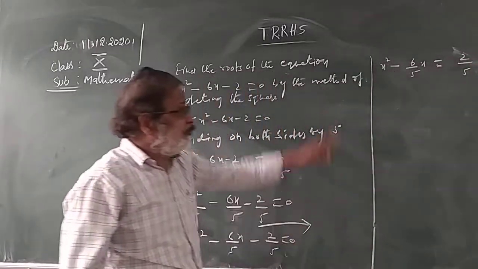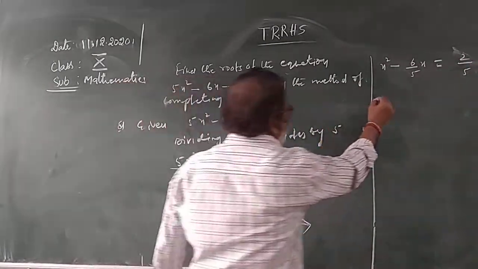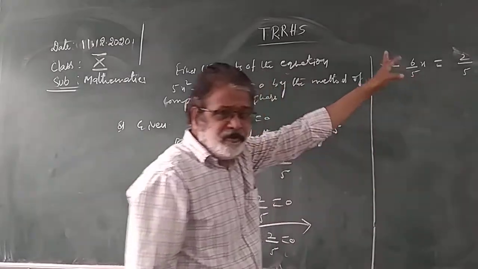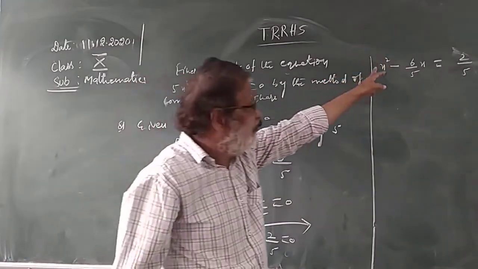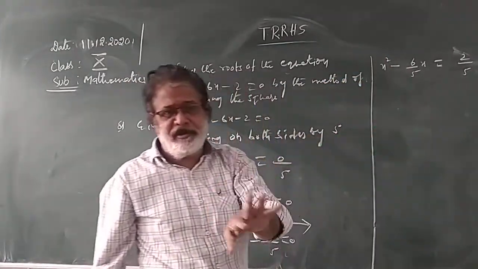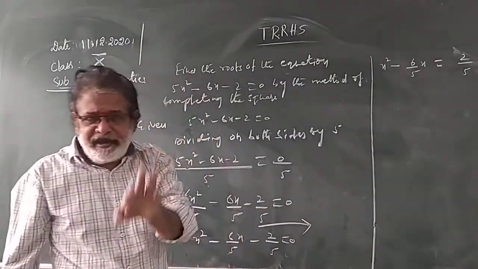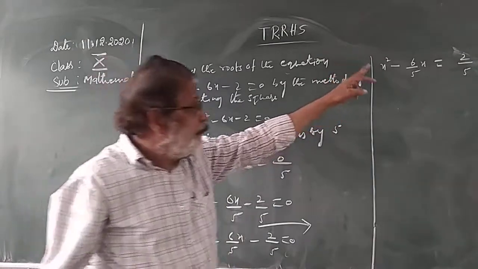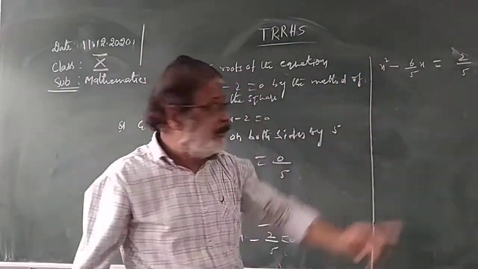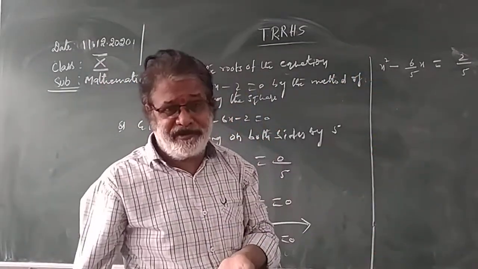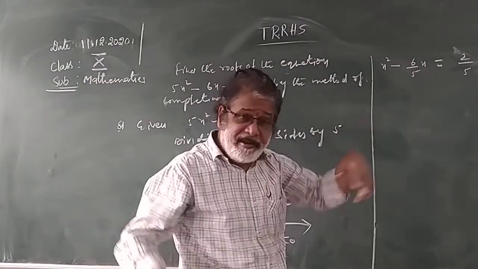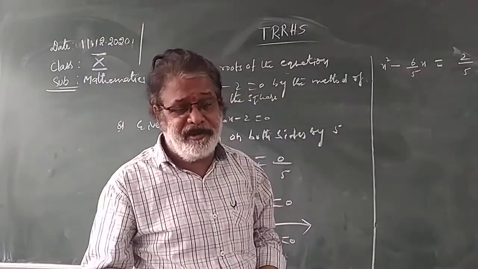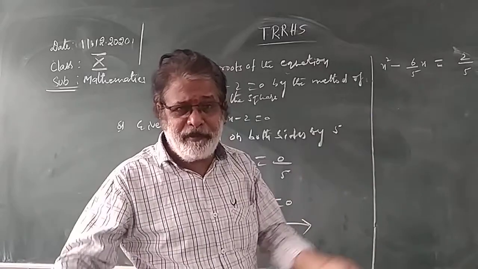x² is a perfect square, right? It has the form a² − 2ab. First term is a², the middle term is always 2ab. If the middle term is minus, it is −2ab, which means (a − b) whole squared. Plus 2ab means (a + b) whole squared. If the middle term sign is minus, it is (a − b)², and if plus, (a + b)².